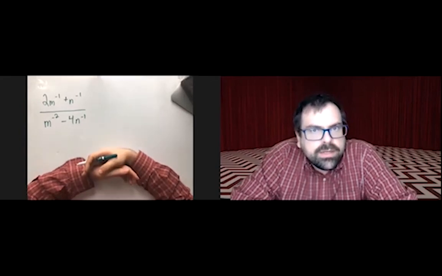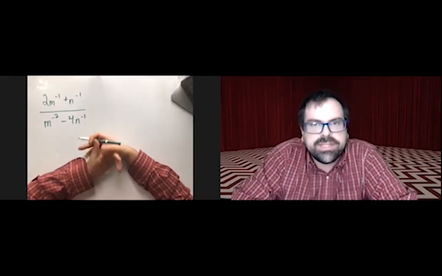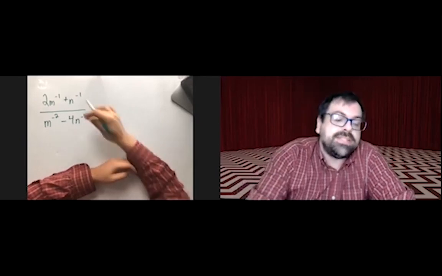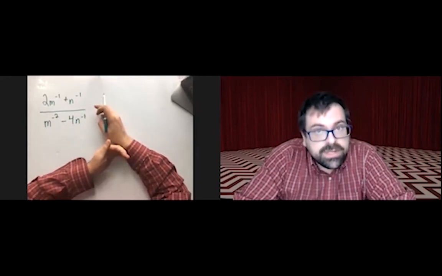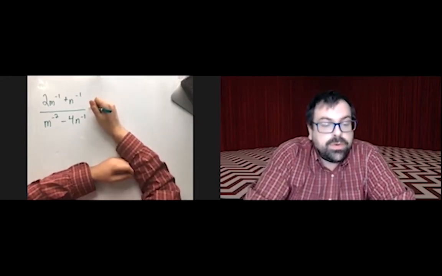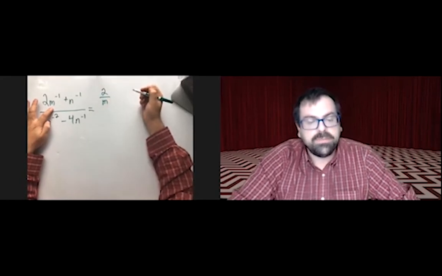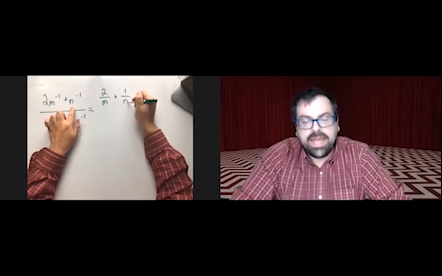Now, you might be thinking, what's the trick? This isn't a complex fraction. Where are the fractions inside of the fraction? But it is a complex fraction because negative exponents don't have anything to do with negative numbers. Negative exponents turn things into fractions. So this is actually 2 over m to the positive 1, 2 over m to the first. And this is actually 1 over n.